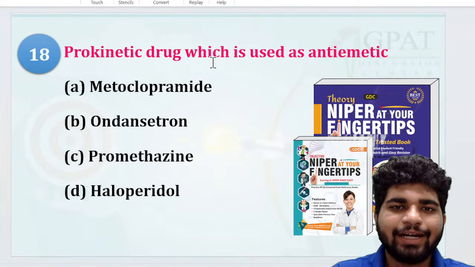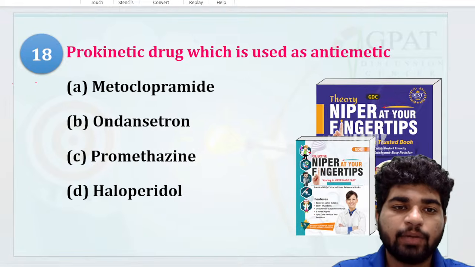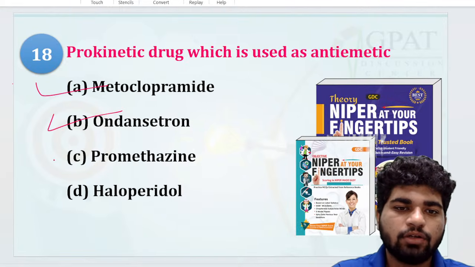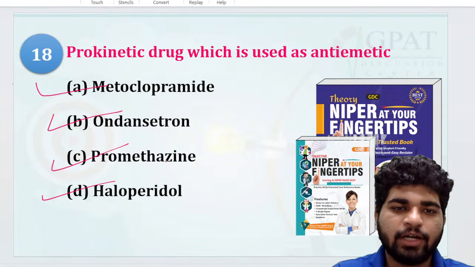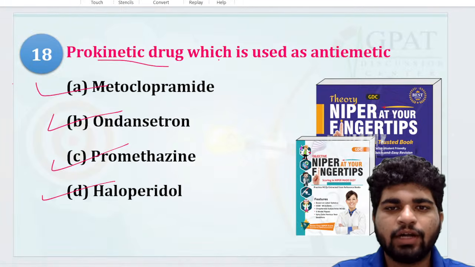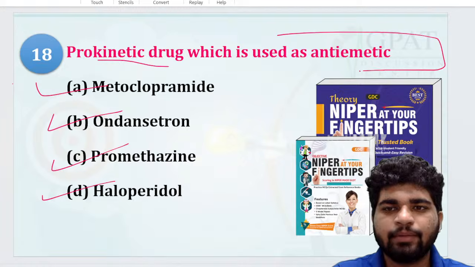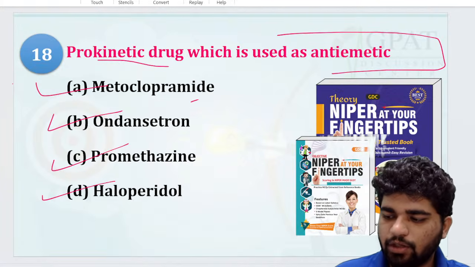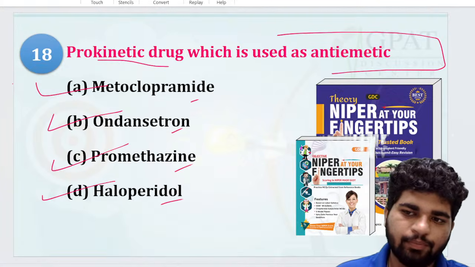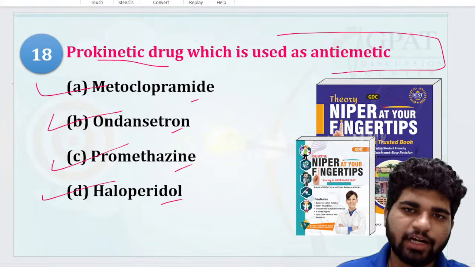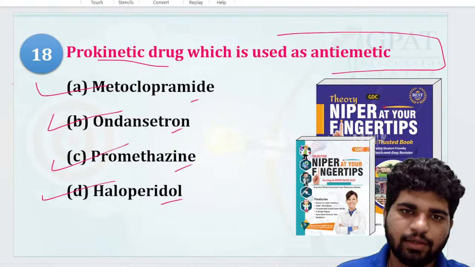Prokinetic drug which is used as antiemetic drug: metoclopramide, ondansetron, promethazine, or haloperidol. One is your metoclopramide, ondansetron, promethazine, or haloperidol. What's that, guys? Prokinetic drug which is used as antiemetic.